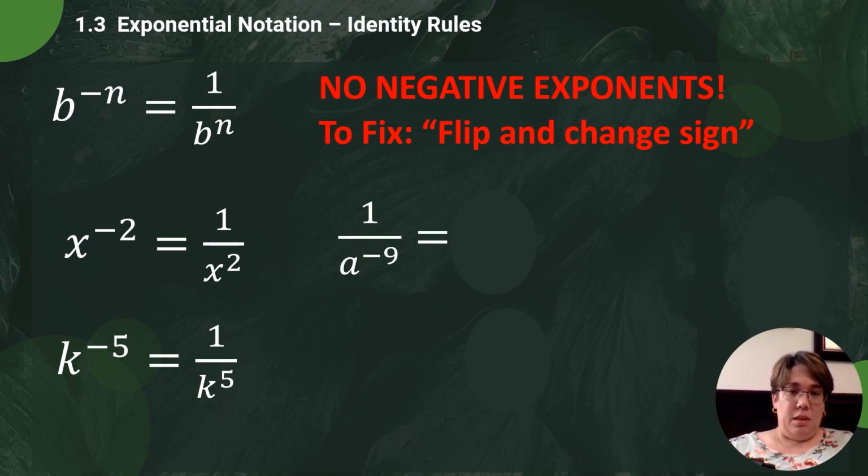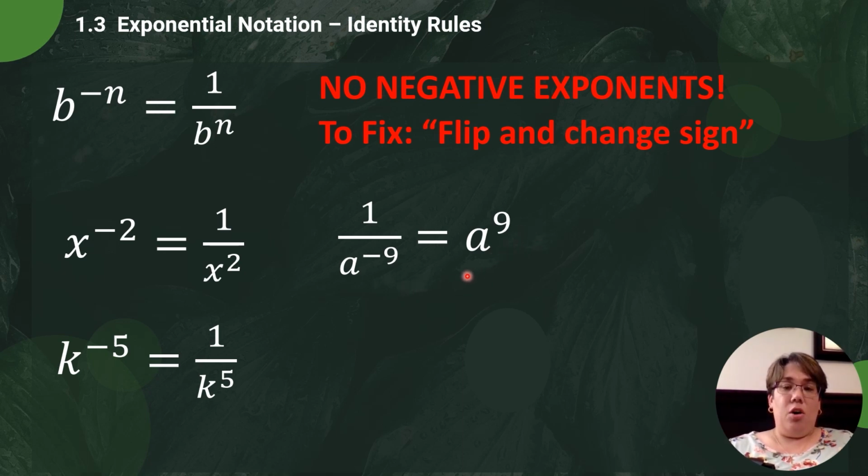Okay, then 1 over a to the negative 9th. Flip that. When you flip this, a to the negative 9th is in the denominator, so flipping it brings it to the numerator. That would become a to the positive 9th.